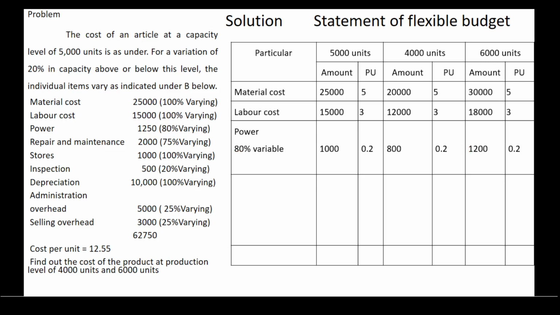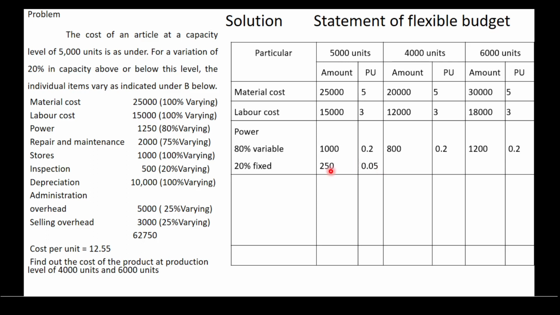The remaining 20% is treated as the fixed. So here the 20% fixed is calculated as 1250 rupees into 20 divided by 100. So now that amount is rupees 250. So now we calculate the cost per unit. It is calculated as 250 rupees divided by 5000 units. So now the cost per unit is rupees 0.05.